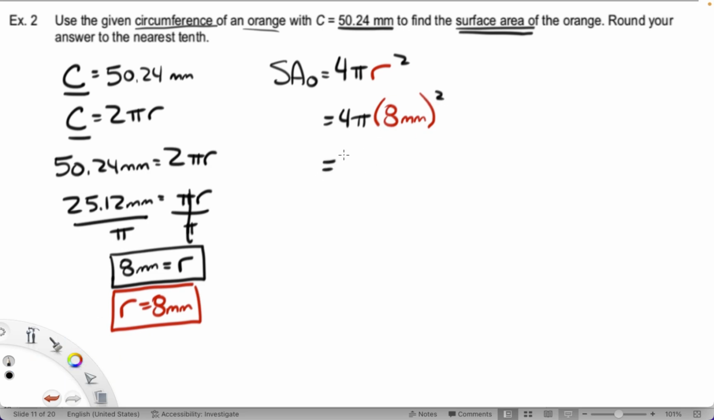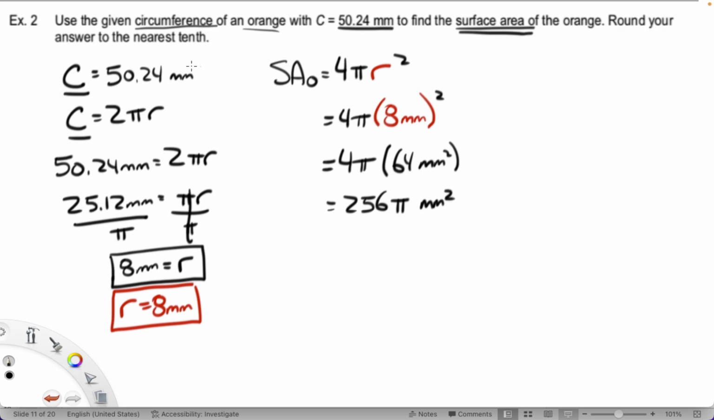So that would equal 4 pi times 64 square millimeters. So that would equal 256 pi square millimeters.